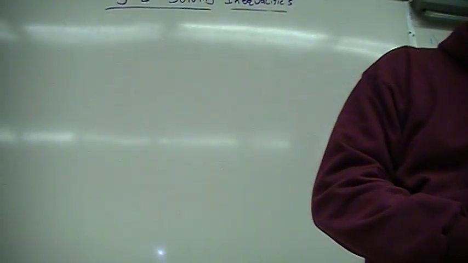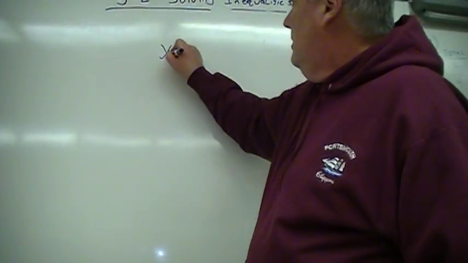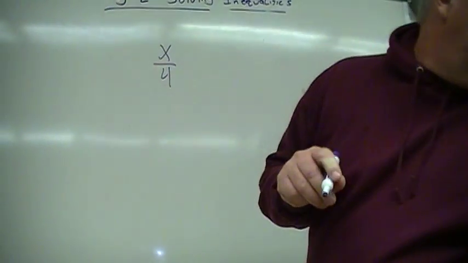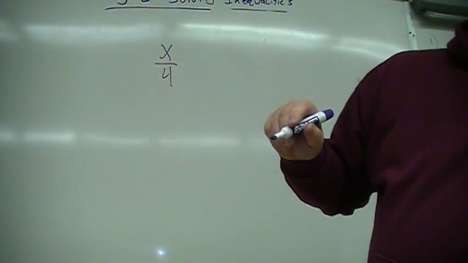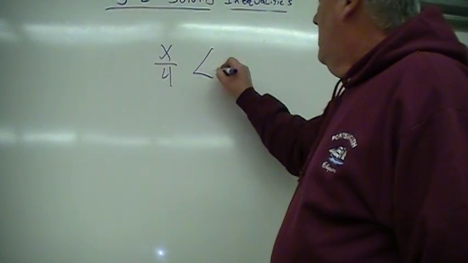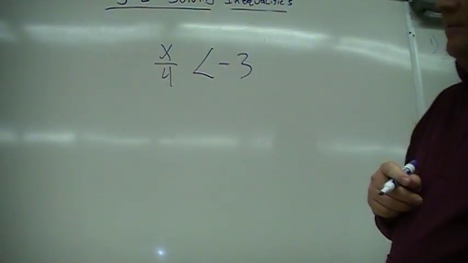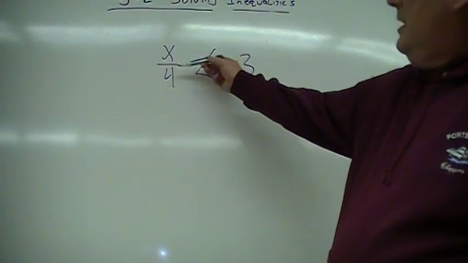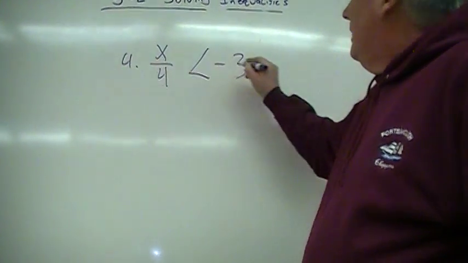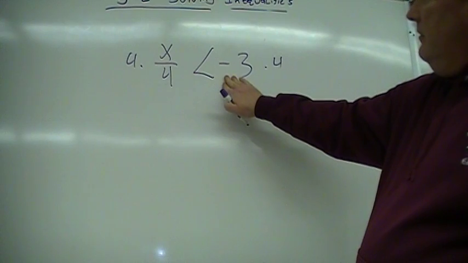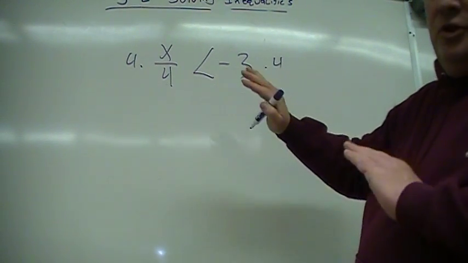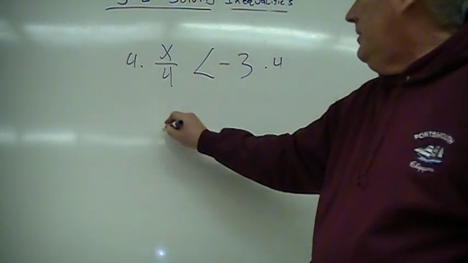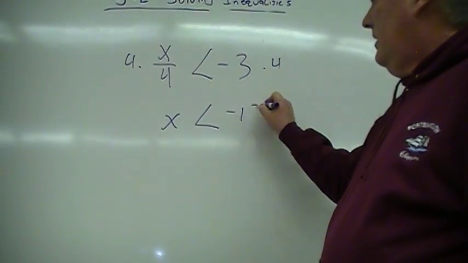I do want to talk a little bit about number 4 too. X over 4 less than negative 3. Okay? When we divide by 4, so we're going to multiply by 4. This is negative. Even though that's negative, don't change the sign. So it'll be x is greater than negative 12.